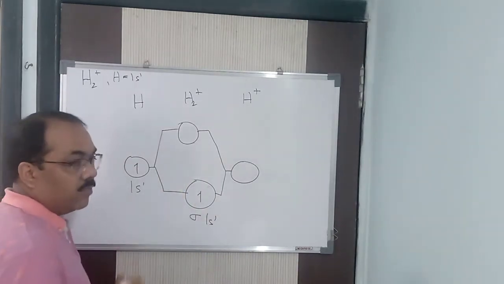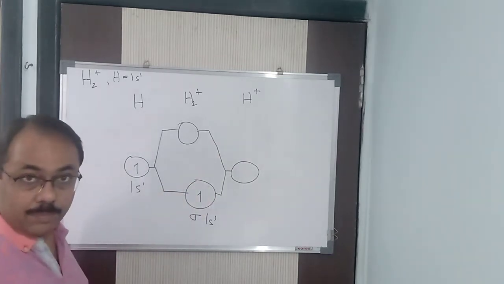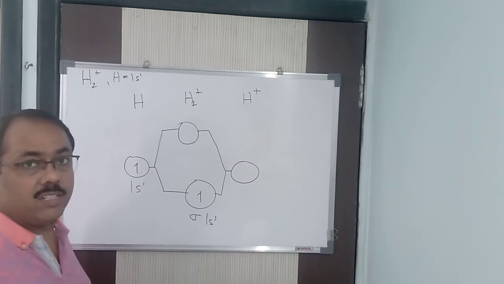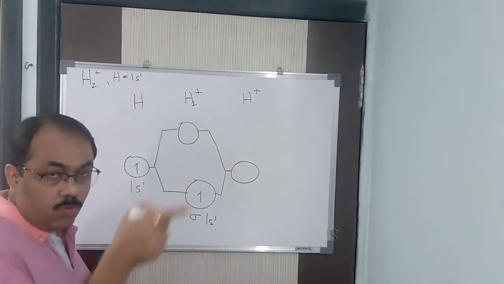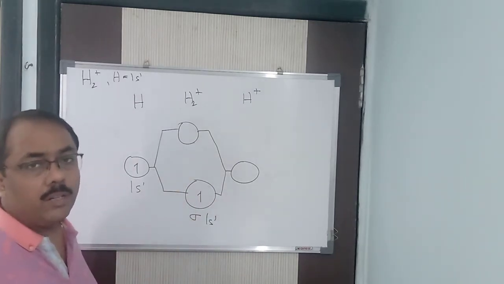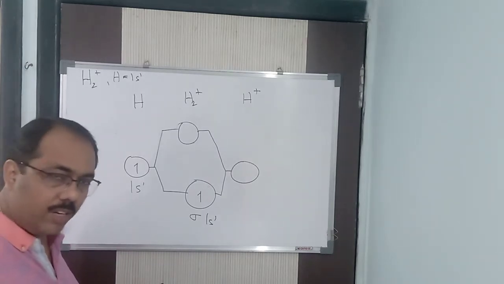Now what is the electronic configuration? Very simple, sigma 1s1. What is its nature? It is paramagnetic, because of the unpaired electron. What is its bond order? Nb minus Na whole divided by 2. Nb is 1, Na is nothing, 0. So 1 minus 0 by 2, it is simply 1 by 2. So the bond order is half. Clear? Everything we have calculated.